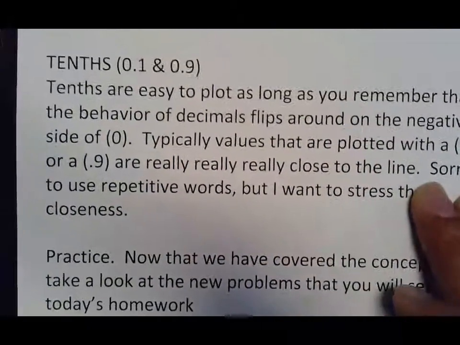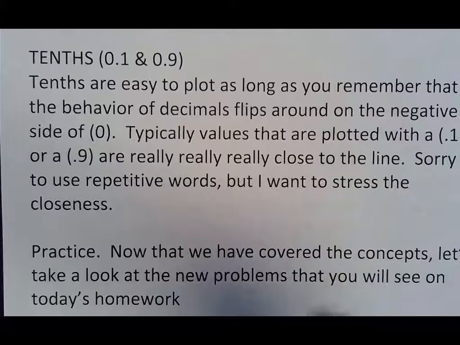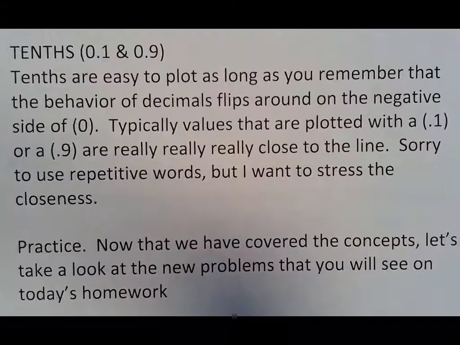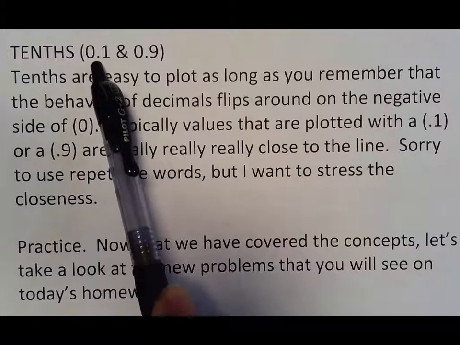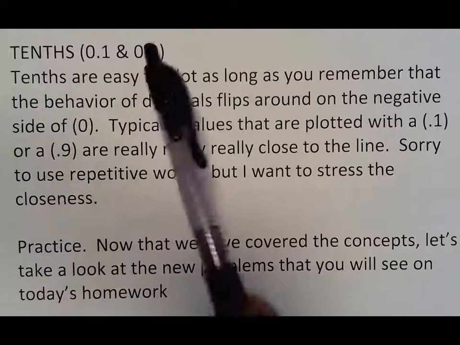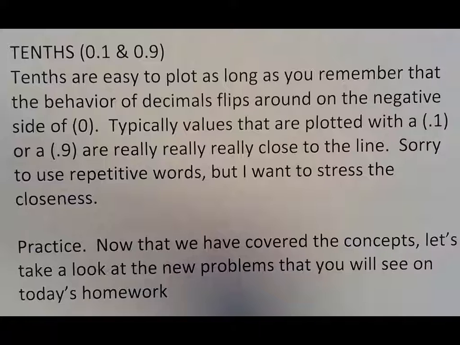Anyway. Tenths. Tenths are easy to plot as long as you remember that the behavior of decimals flips around on the negative side, like I said earlier. Whereas 0.1 would be closer to 0, 0.9 would be further from 0. So typically values that are plotted with a 0.1 or 0.9 are really close to the line. I'm sorry for the repetitive way of saying it, but I want to stress that it's really close to the line.